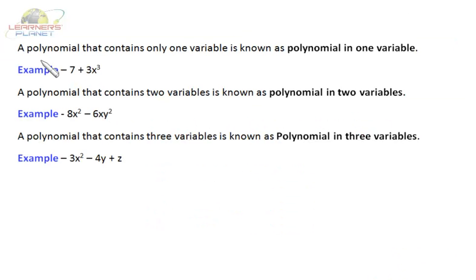Now, let's see the polynomials in different variables. A polynomial that contains only one variable is known as a polynomial in one variable. Here we see this is a constant part, and here we see just one variable, that is x. So this sort of polynomials are known as polynomials in one variable. In this case x and y, two types of variables are there, so we call them polynomials in two variables. Similarly in this case, here x, y and z, three variables.